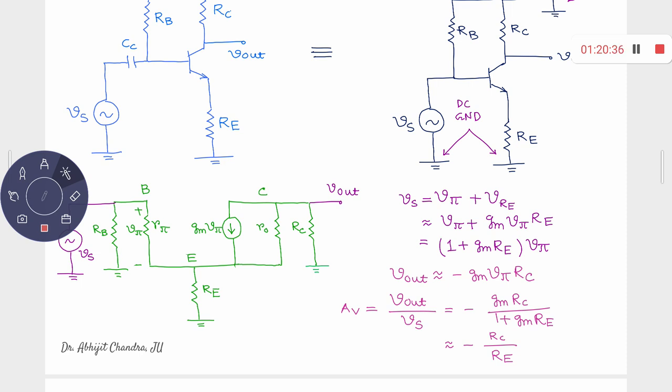And in the next few classes, we will learn some other biasing arrangements and the calculation of those different voltages. Okay, so we'll stop here today.